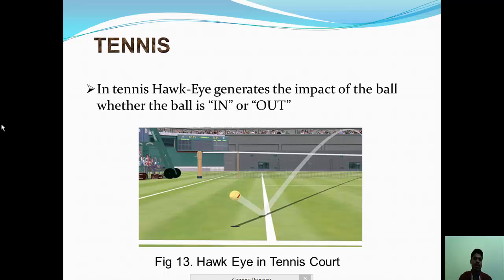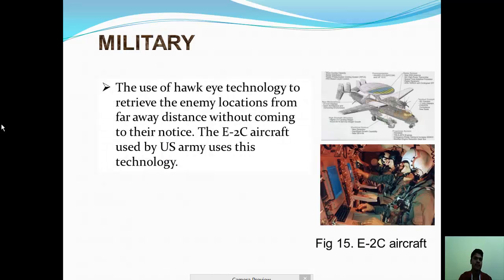In tennis, Hawkeye generates the impact of the ball, showing whether the ball is in or out. In the military, Hawkeye technology is used to retrieve enemy locations from a far distance without coming to their notice. The US Army usually uses this technology to detect enemy locations.